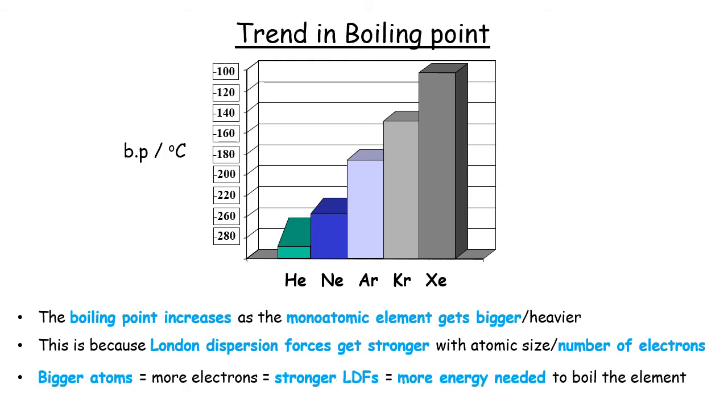So bigger atoms will have more electrons, which means they have stronger London dispersion forces, which you'll sometimes see shortened to LDFs. Please don't write LDF in an exam, write London dispersion force. And if you've got stronger forces, it means you'll need more energy to pull the atoms really far apart to make them a gas, and that's why we see this increase. So it shows that even though they are single atoms, there are still forces between the atoms, but they're quite weak, which is why they're all gases.